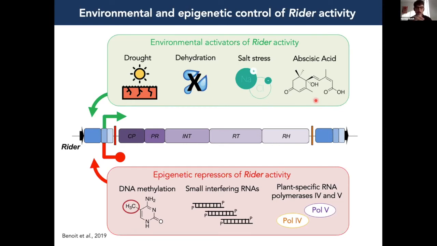I'm summarizing here what we saw: in normal conditions, there is a strong control of rider elements through DNA methylation, and this DNA methylation depends on the production of small interfering RNAs triggered by the activity of the plant-specific RNA polymerases 4 and 5. In plants with mutations in Pol4 and Pol5 induced through CRISPR, we see a reduction in small RNAs targeting rider and a reduction in DNA methylation at specific rider copies, which is associated with an increase in expression.